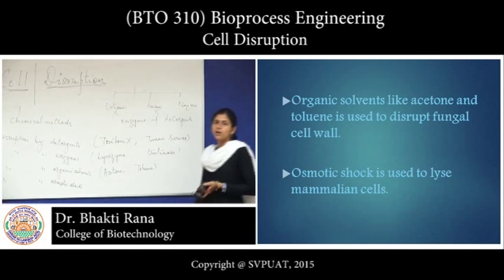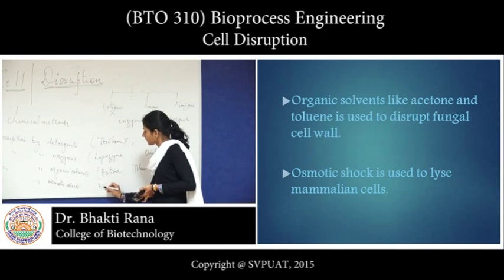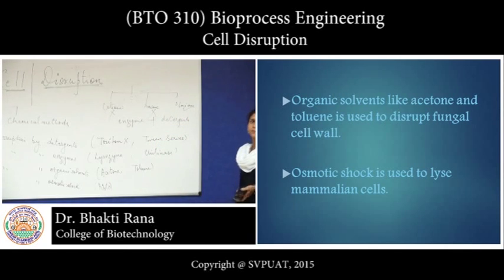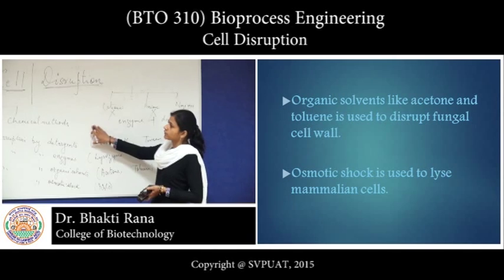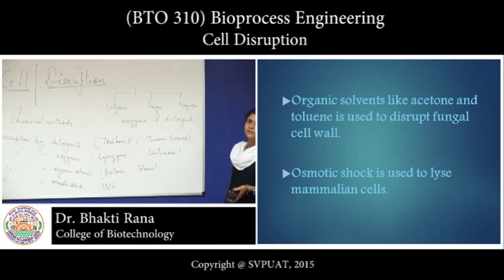Osmotic shock, you are all very familiar with the example of RBCs. From that you can understand how the cells are disrupted. If you put RBCs in water, they swell and burst due to hemolysis, that is osmotic shock. So these are the different methods by which you can disrupt the cell, and after cell disruption we will move towards the next step, that is solid or liquid separation in bioprocess engineering. Thank you.